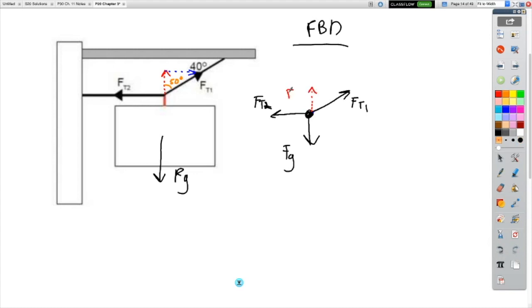Ft1y, right, and there's Ft1x, and this angle again is 50 degrees. Let's look at our VADs.